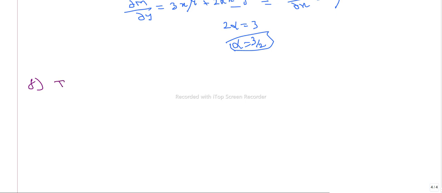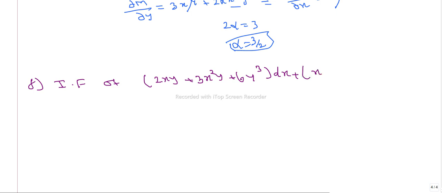What is an integrating factor? Find the integrating factor of the differential equation (2xy + 3x²y + 6y³) dx + (x² + 6y²) dy = 0. So the first option is, what is the integrating factor?